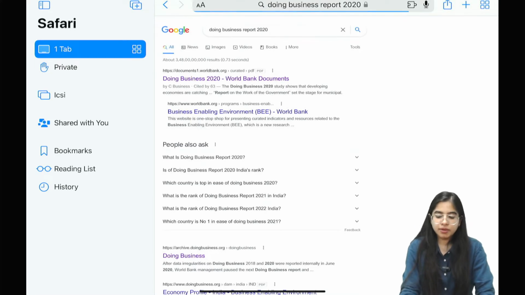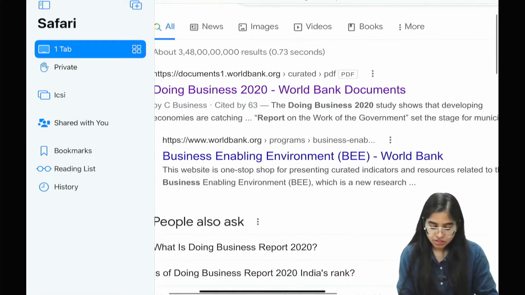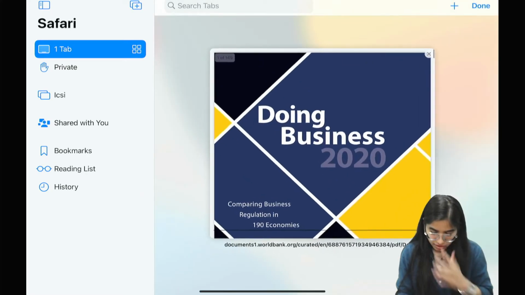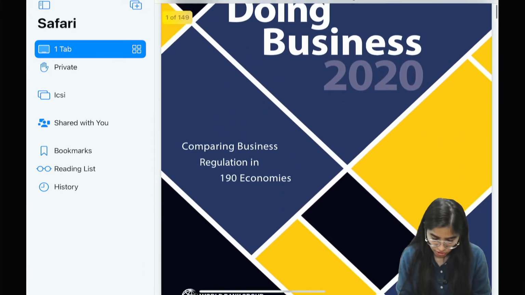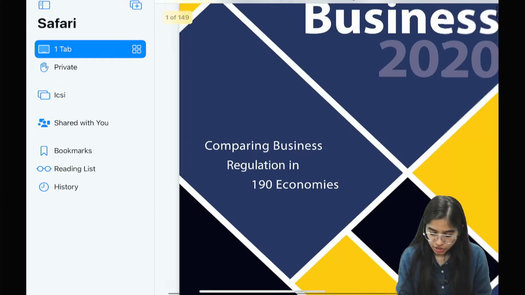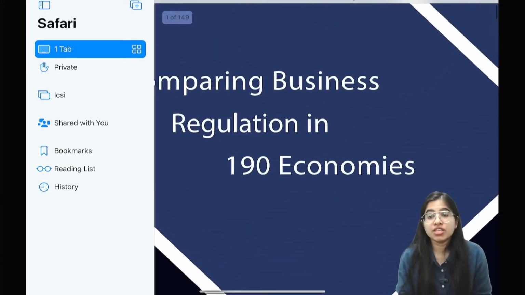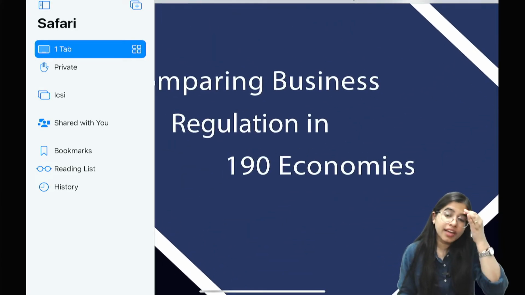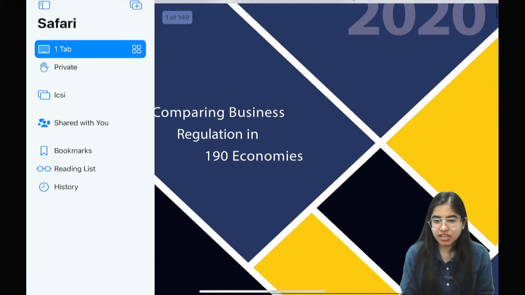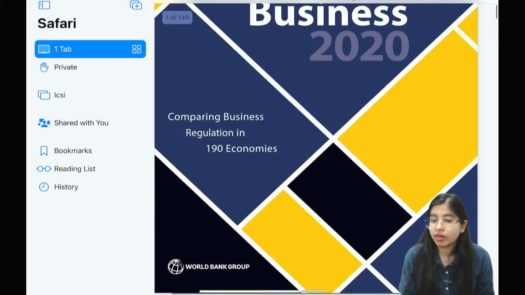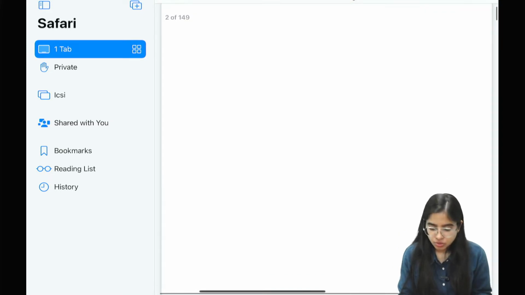Yes, this is your DBR 2020. Doing Business 2020: Comparing business regulations in 190 economies. See, 190 economies means 190 countries, which means World Bank compares the business of 190 countries. World Bank recognizes only 190 countries among 201 in total.